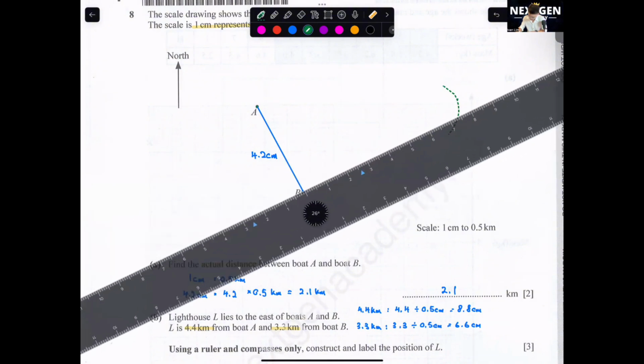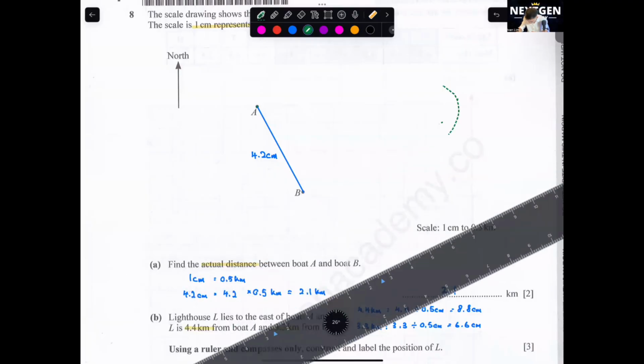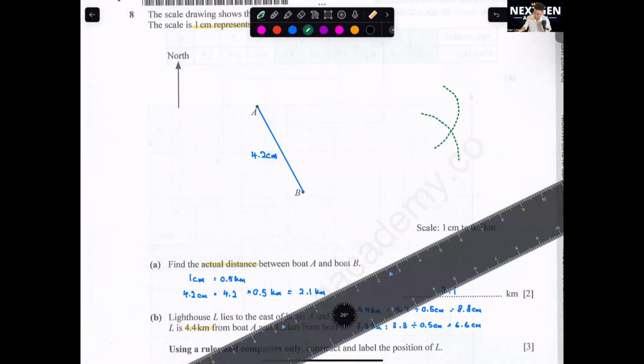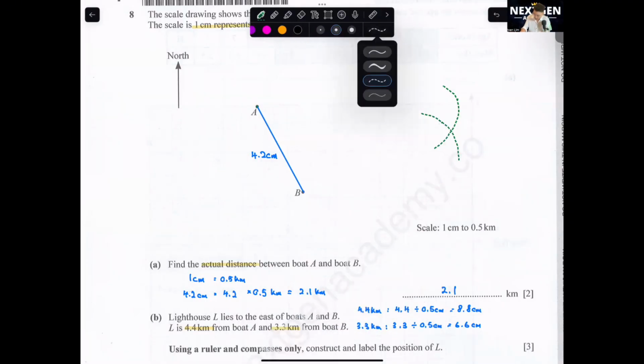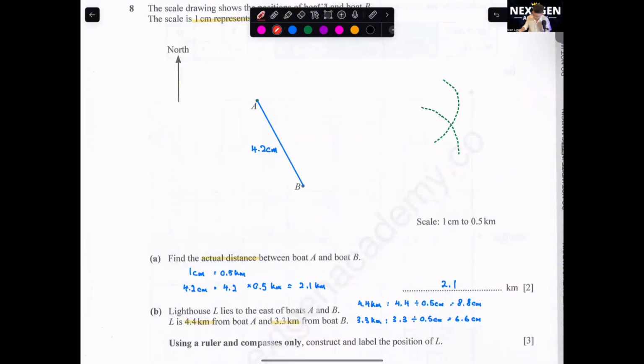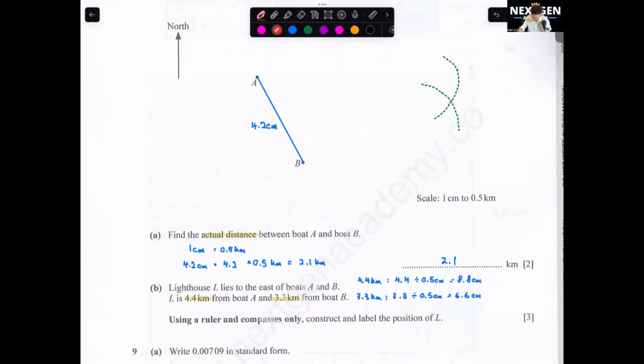Okay, where exactly is 6.6? Okay, from here, around here, cut. Okay, do the cutting a little bit bigger. Then wherever they meet, that is the point of L. Okay, this is the point of L. Because from here to here, this is 8.8 cm away. From here to here, this is 6.6 cm away. This is L.